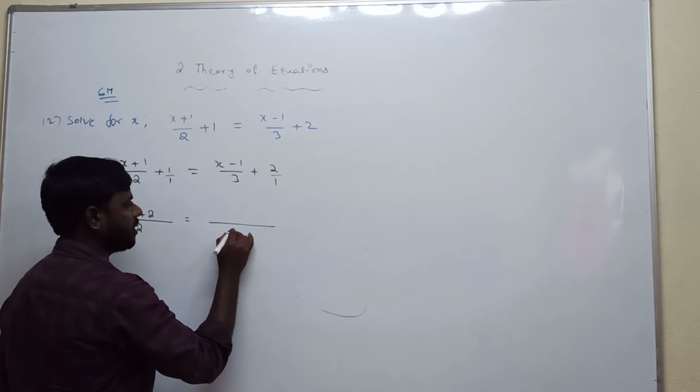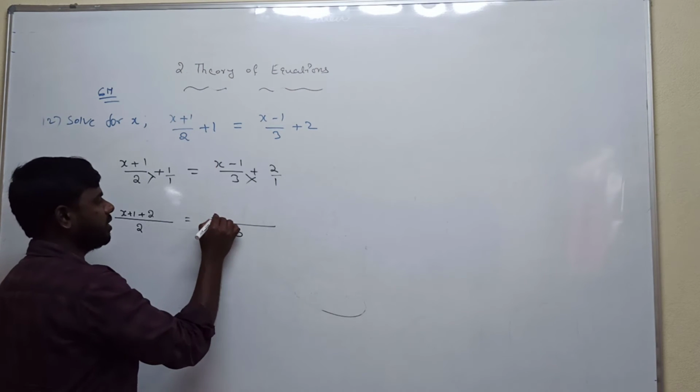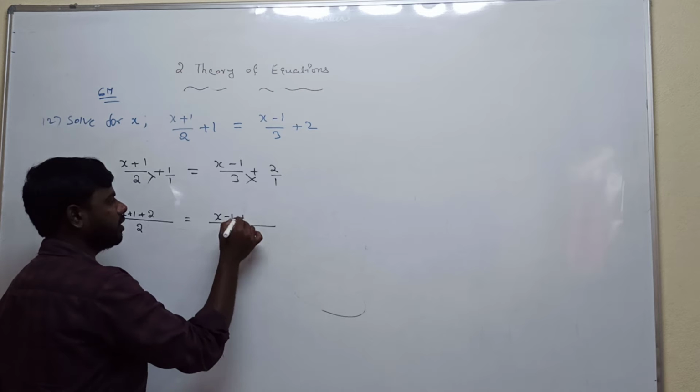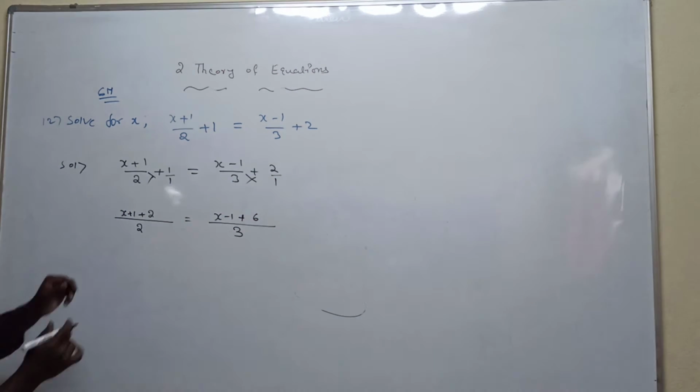Next, the right hand side. 3 into 1 is 3. The LCM is 3. After that, cross product. Here also, 1 into x minus 1 is x minus 1. The middle is plus. 3 twos are 6. Understood this step?